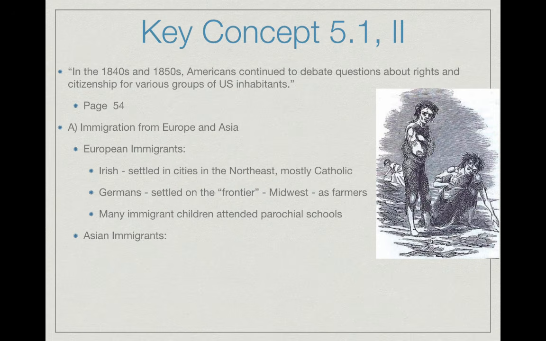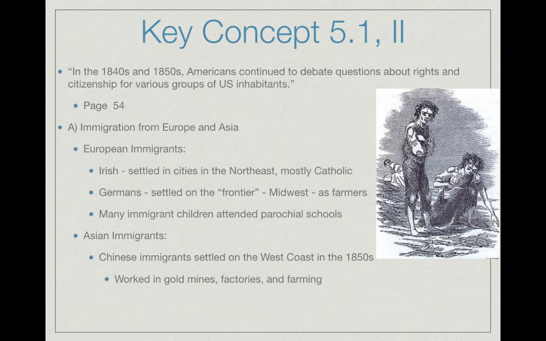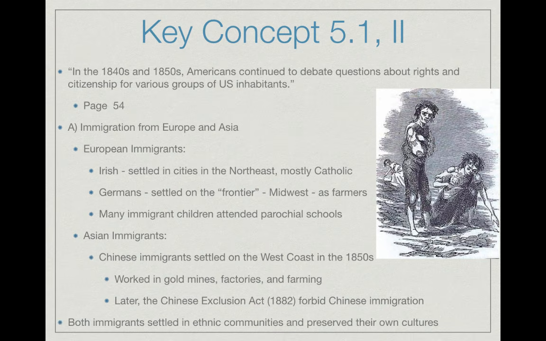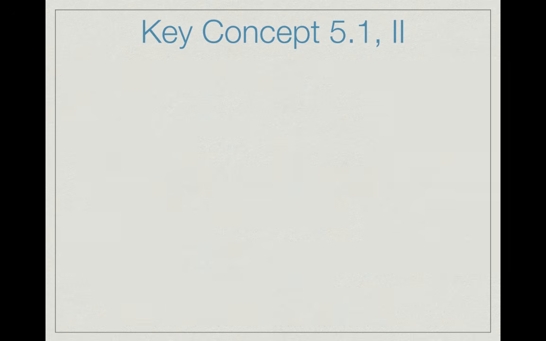Asian immigrants during this time tend to settle on the West Coast, and the Chinese came over in large numbers in the 1850s. They would work in gold mines, factories, and they also did farming as well. And later, we'll talk about in period 6, the Chinese Exclusion Act in 1882 forbid Chinese immigration. And both groups of immigrants, the Europeans and the Asians, they tended to settle in ethnic communities, and they would preserve their own cultures. If you've ever been to New York or San Francisco or Washington, they have a Chinatown. That is a section of that city that is a specific ethnic community.